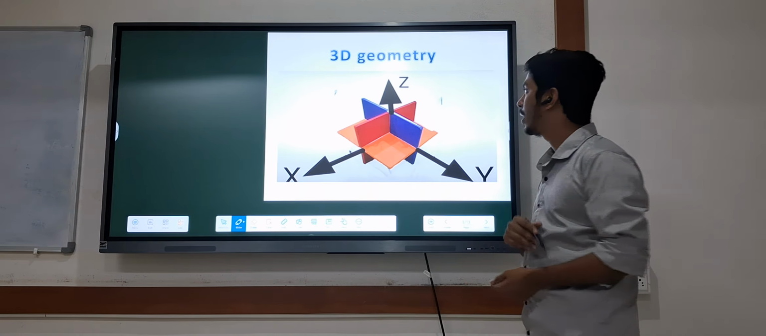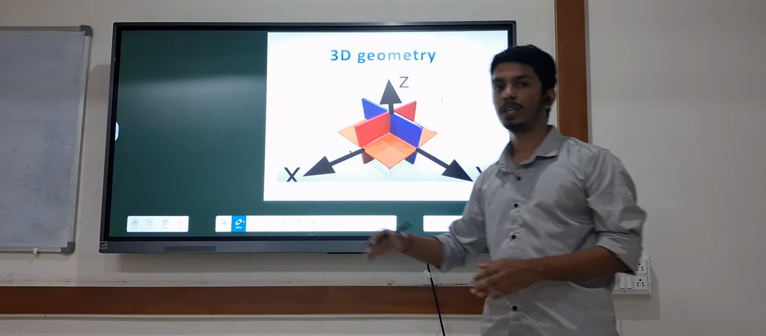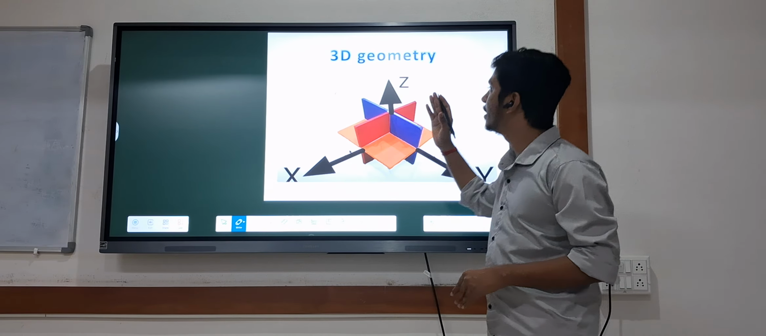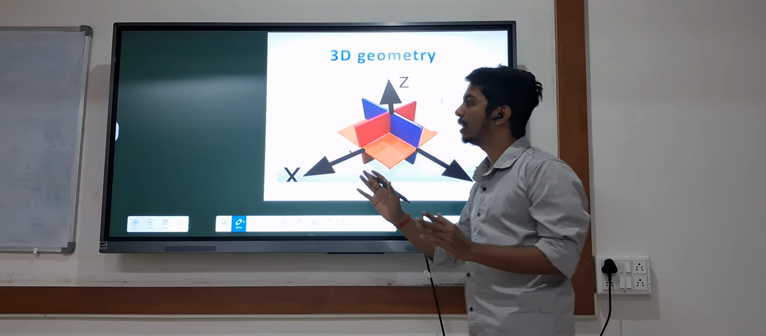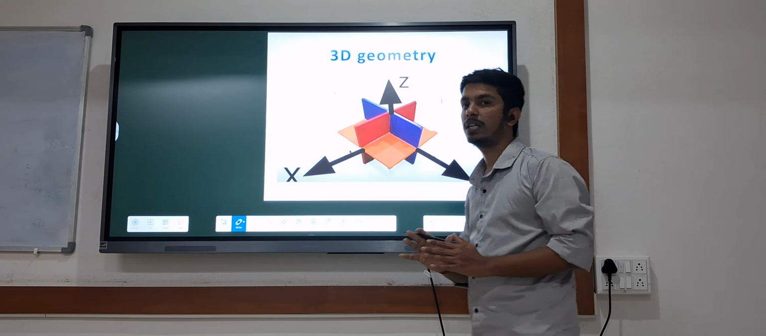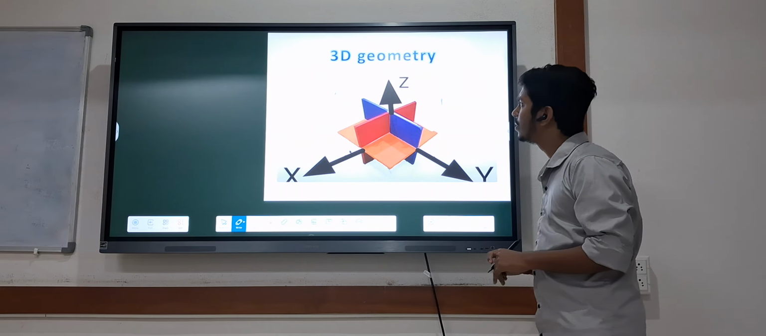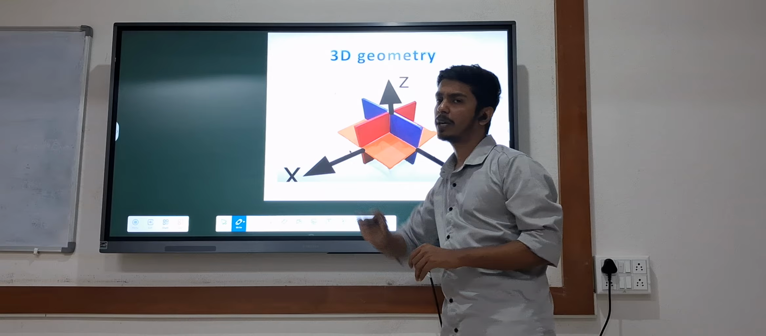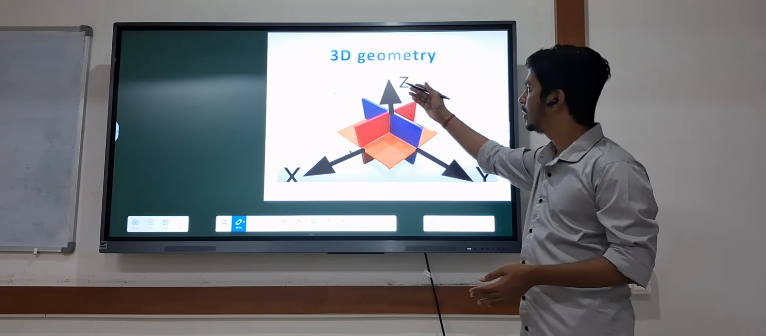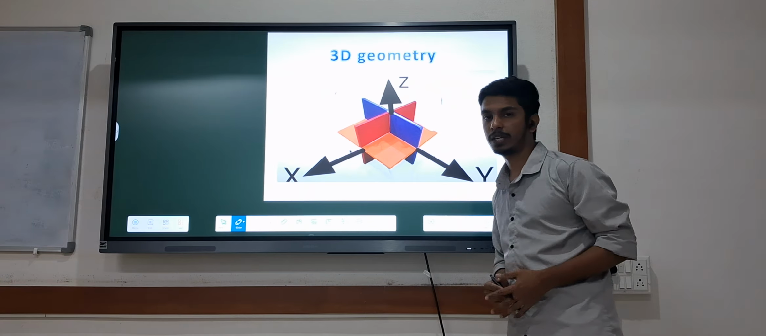Now, using this two-dimensional geometry concept, we are moving further to three-dimensional geometry. Two-dimensional is somewhat visible; three-dimensional is somewhat imaginary. Here I am considering three planes. So in three-dimensional geometry we have three planes. What are the three planes?